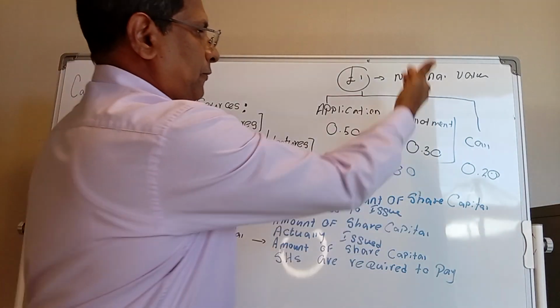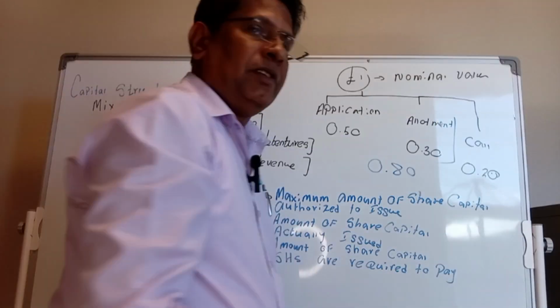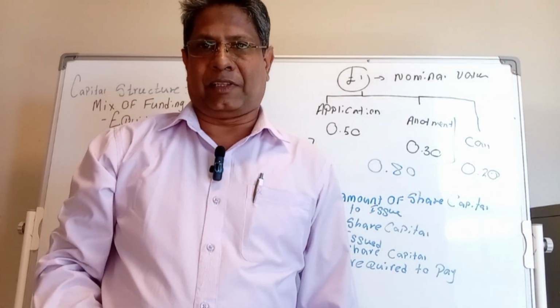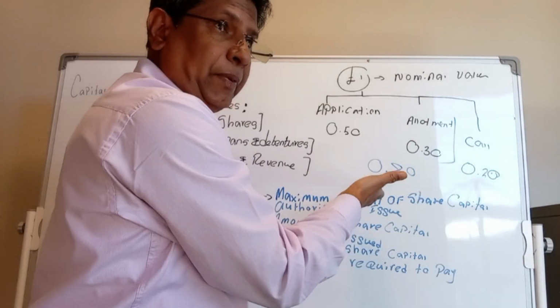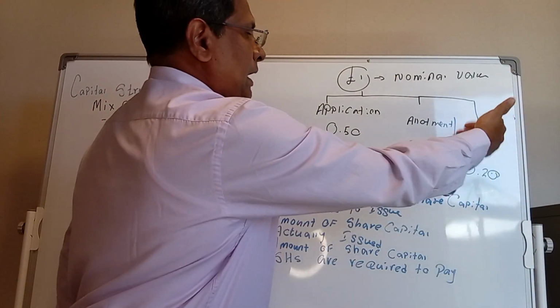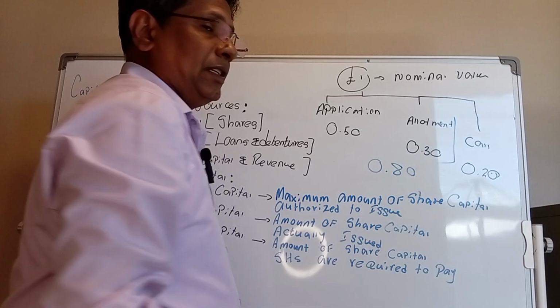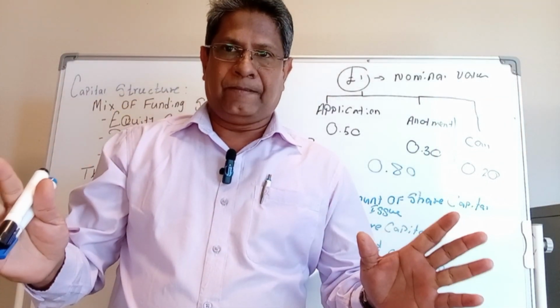Of course, if 0.8 is the called up share capital, 0.2 will be the uncalled share capital, because out of the £1 they have called up only 80 pence, so 0.80 is the called up share capital, and the 0.2 which is on the call is still the uncalled share capital. Is it clear?